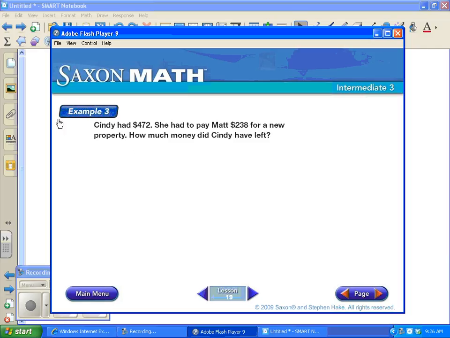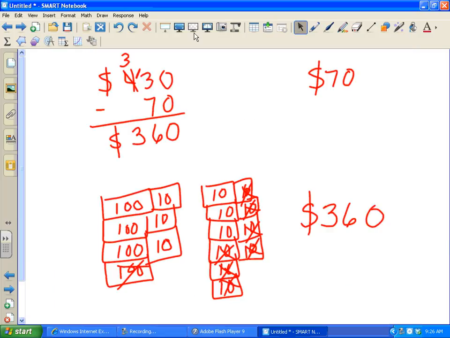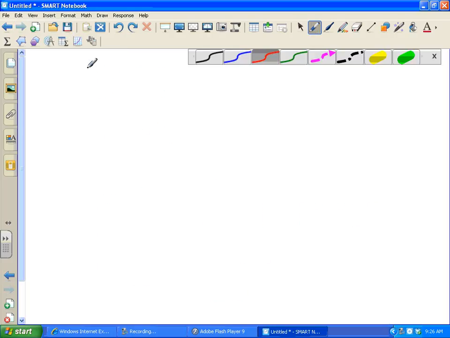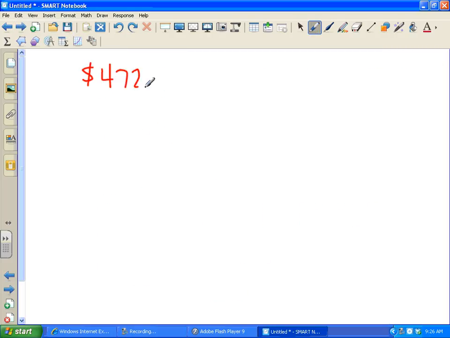Example 3. So you have to look on page 105. Cindy had $472. She had to pay Matt $238 for a new property. How much money did Cindy have left? So she's paying Matt. What kind of math is that? Subtraction. That's right. Subtraction is taking away. So we're going to do this just paper and pencil style this time, okay? She had $472 and she had to pay $238. We start with the ones and it tells us to take away 8.